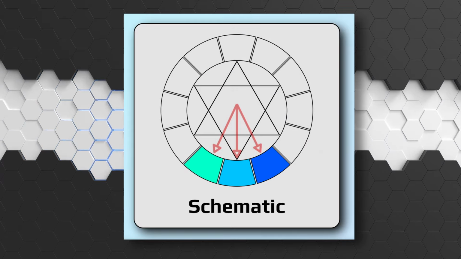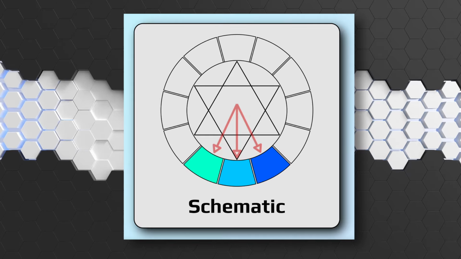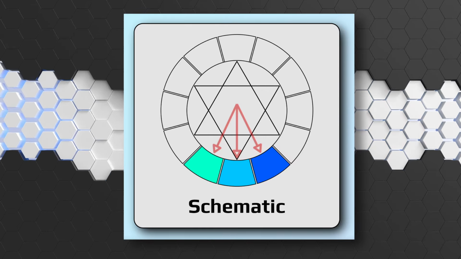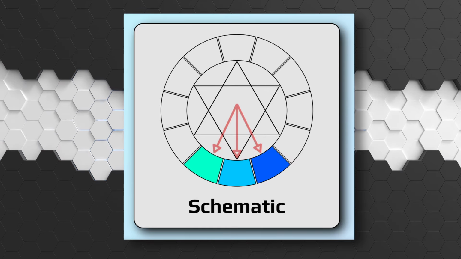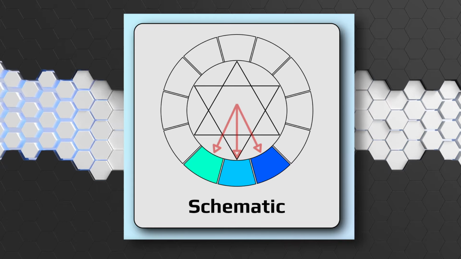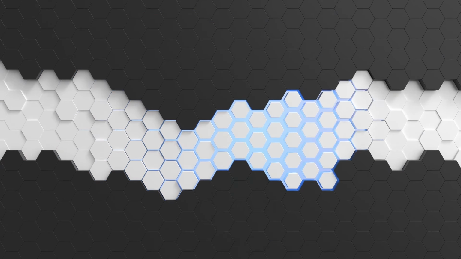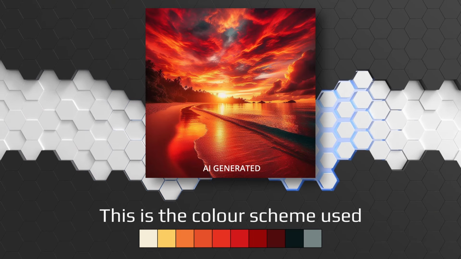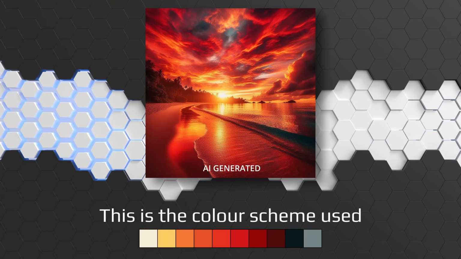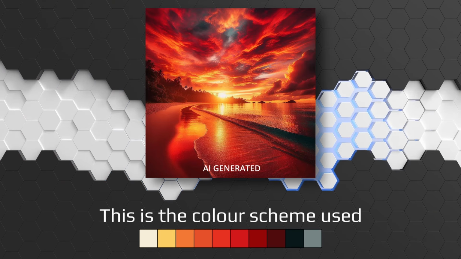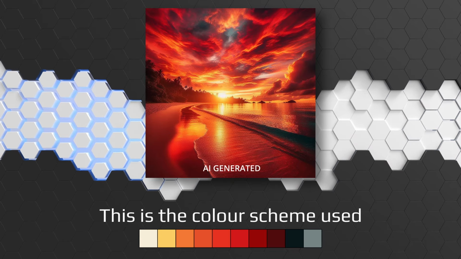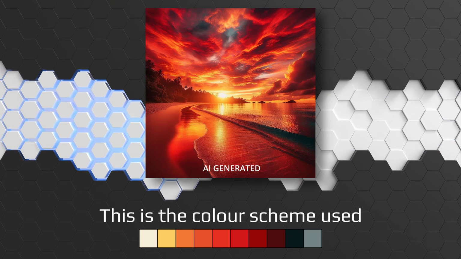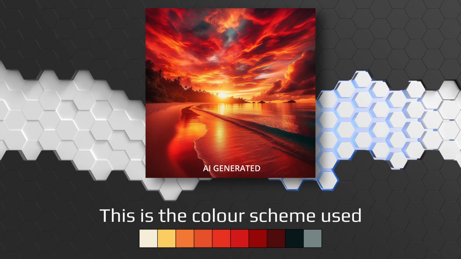Next would be schematic or colour schemes. Now these colour schemes are often used when it comes to landscape paintings. For example, I put in a colour scheme into AI and this is what it came up with. A beach scene using nothing but oranges, yellows, reds, and it gives that sunset kind of feel.